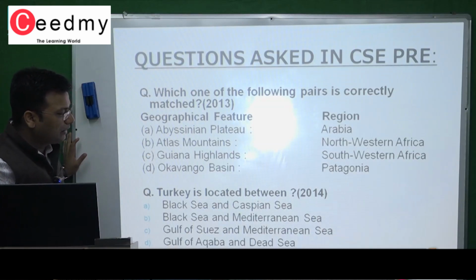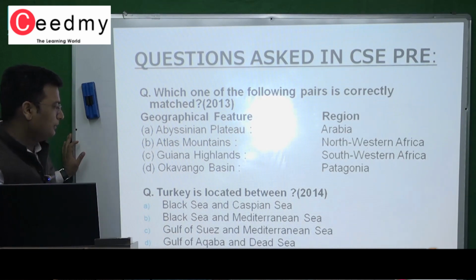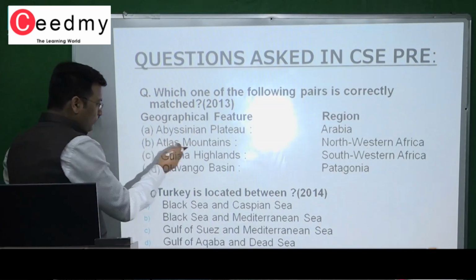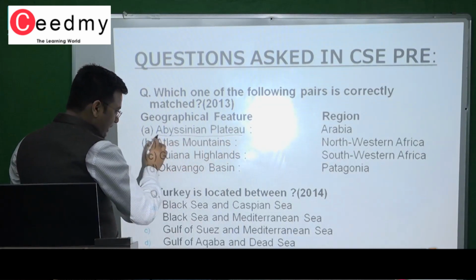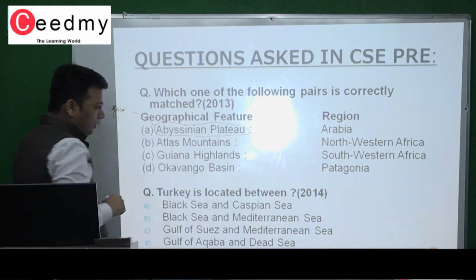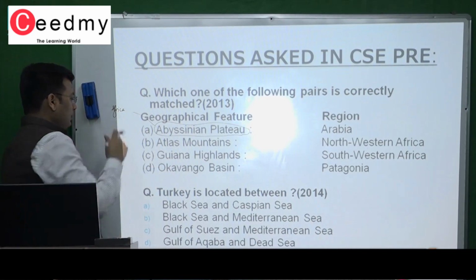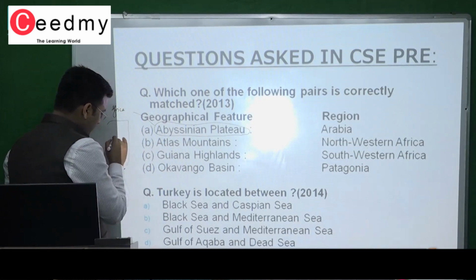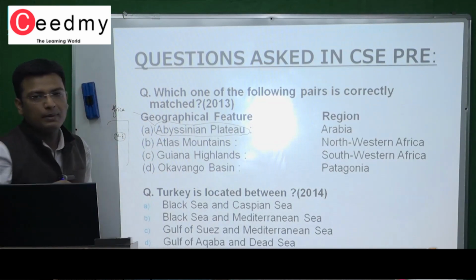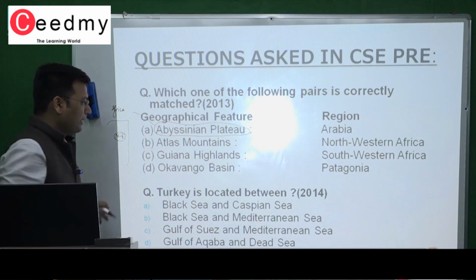Abyssinian Plateau, Arabia; Atlas Mountain, Northwest Africa; Guiana Highlands, Southwestern Africa; and Okavango Basin, Patagonia. Which of the following pair is correctly matched? If you know the mapping, you can easily find out this plateau is in Ethiopia, Africa, not in Arabia. Ethiopia is in the almost northeast part of the African continent.